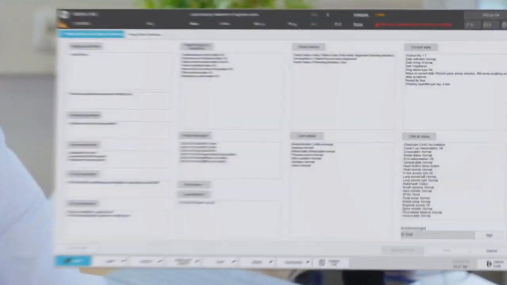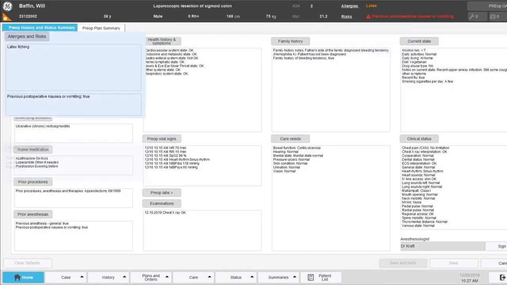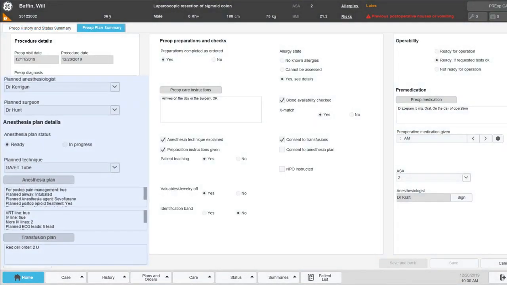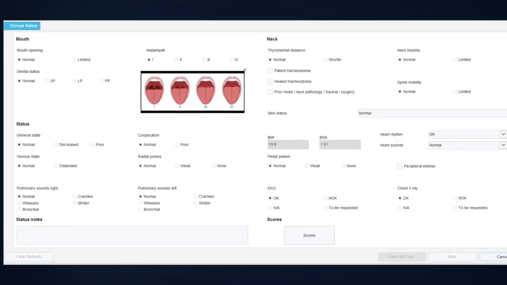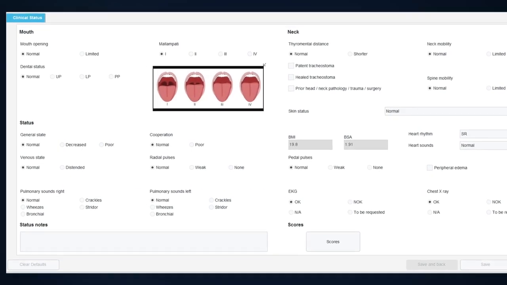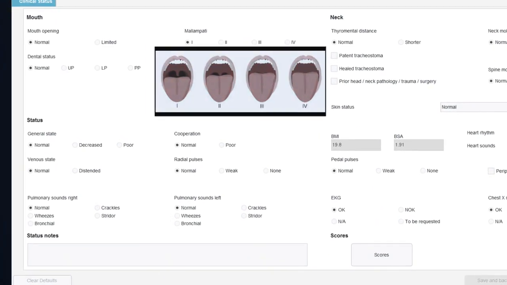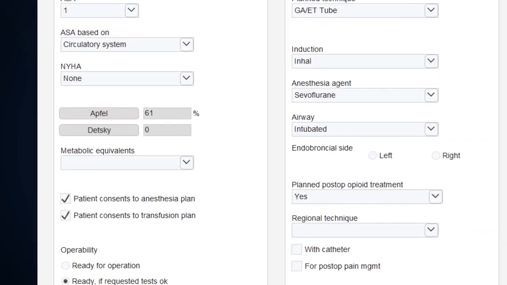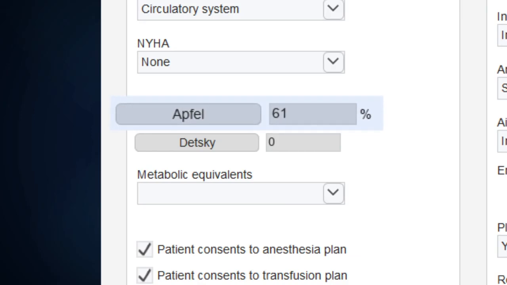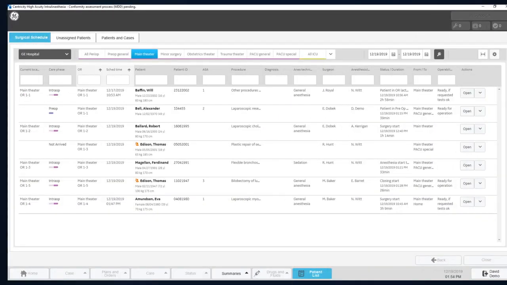You meet with patient Will Baffin before his surgery to go over his history, medications, allergies, and anesthesia plan, and explain the pre-op preparations. Centricity High Acuity Anesthesia supports the pre-op assessment with structured documentation, including visuals such as Mallampati and risk assessment scores. This patient has a higher risk for post-operative nausea and vomiting. Prophylactic antiemetics are planned.